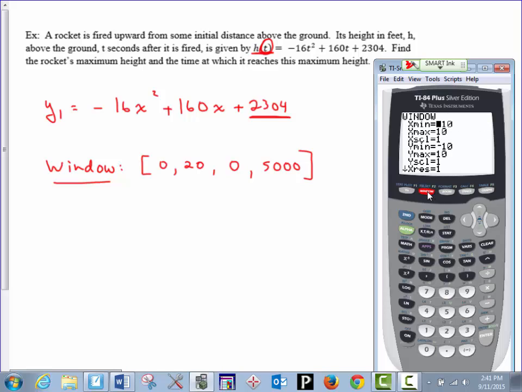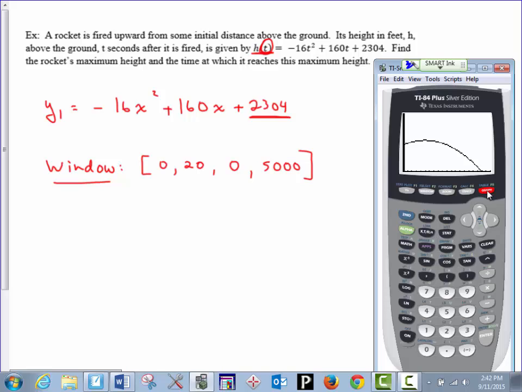Go to the window. Looks like our x minimum will be 0. Our x maximum will be 20. Leave the x scale alone at 1. The y minimum, let's put 0. The y maximum, let's put 5,000. And then don't do anything with the other two values below. Go and press graph. Okay, this looks like a good window.